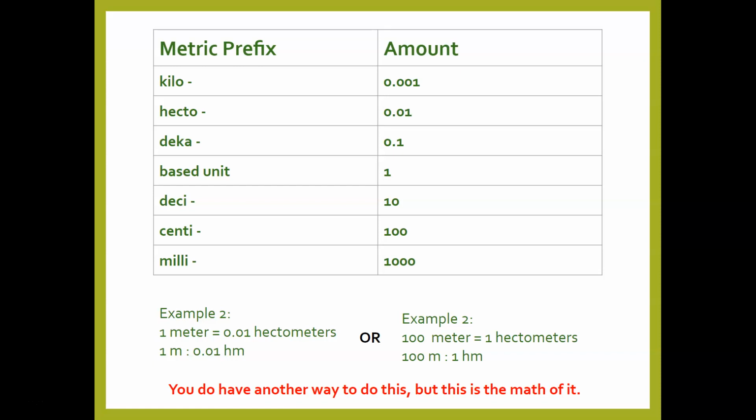It's all about ratios. But remember, you have another way to do problems like this. And if that's the way you want to do it, that's fine. But I need you to make sure that you understand that this is the math of it. There is math here. There are relationships and ratios here at play. It's not simply just I'm moving a decimal point randomly. So make sure that you understand that.